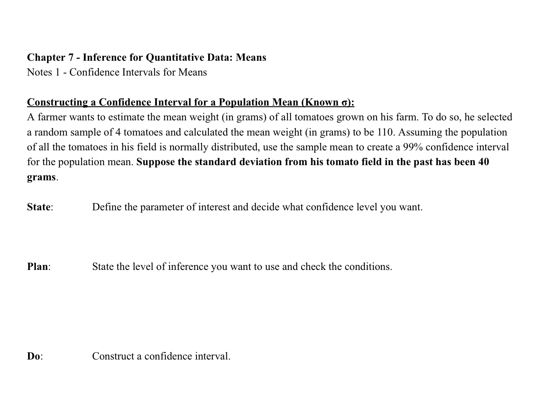So we have that a farmer wants to estimate the mean weight in grams of all tomatoes grown on his farm. To do so, he selected a random sample of 4 tomatoes and calculated the mean weight in grams to be 110. Assuming the population of all the tomatoes in his field is normally distributed, use the sample mean to create a 99% confidence interval for the population mean. Suppose the standard deviation from his tomato field in the past has been 40 grams.